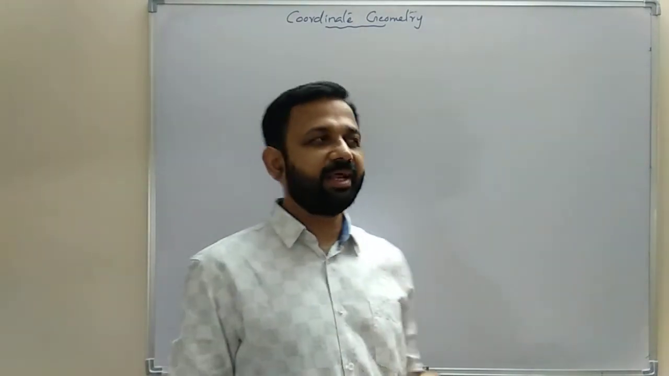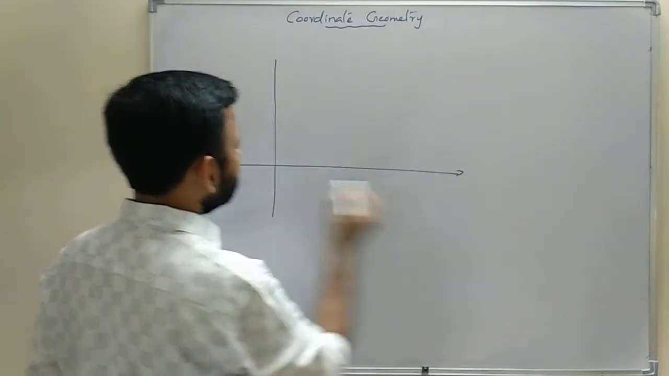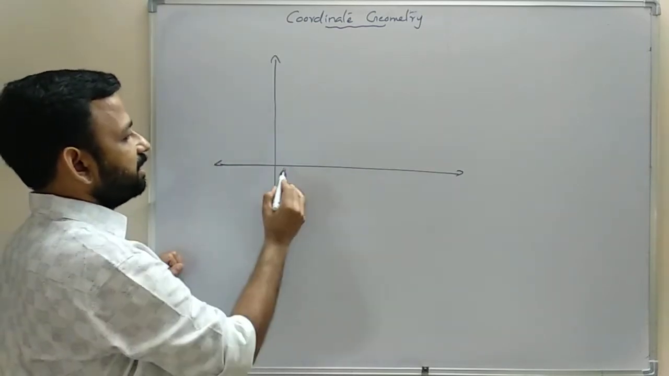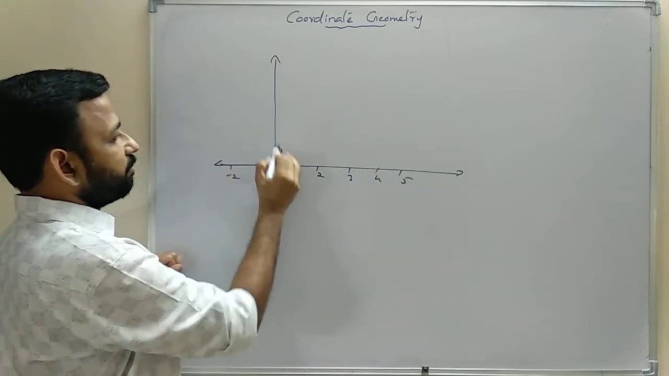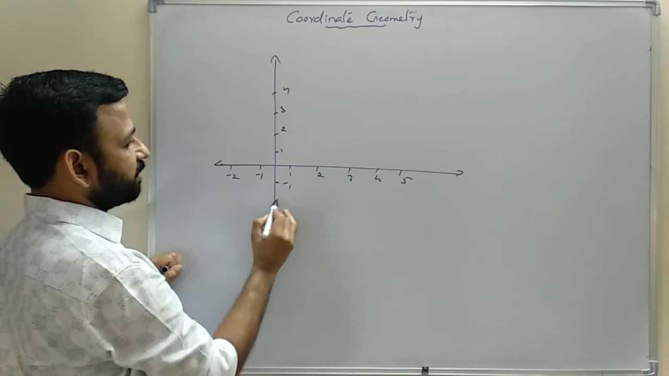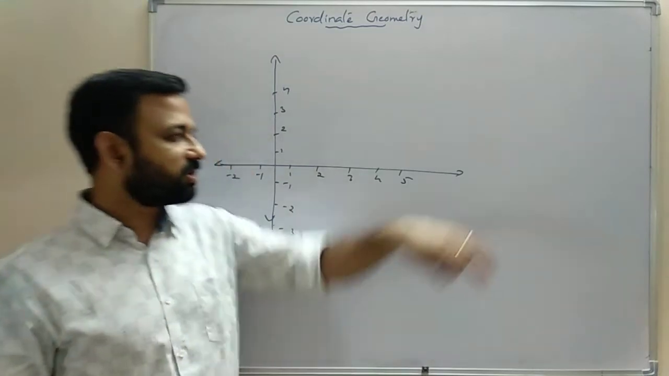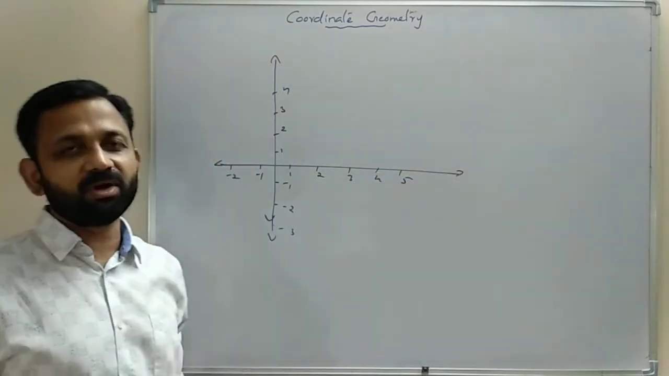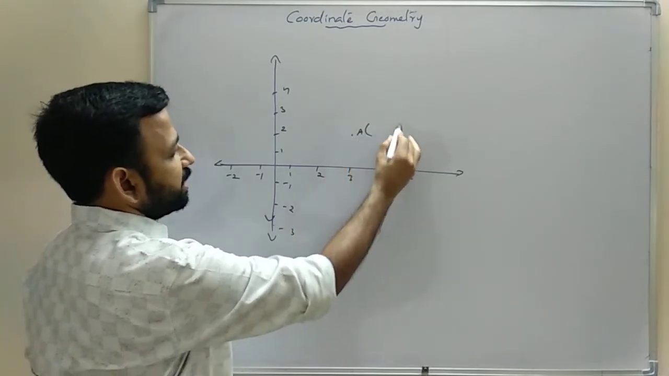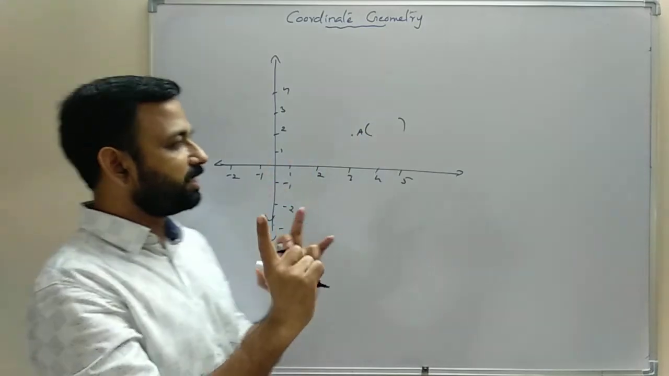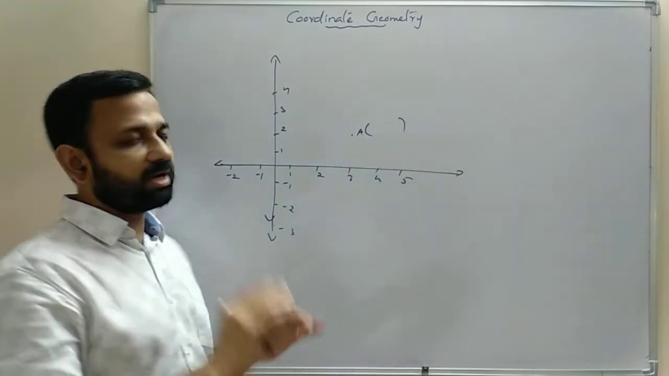In 9th standard we learned how to locate points in a Cartesian plane. Here we have the x-axis and y-axis, with 1, 2, 3, 4, 5 and -1, -2, -3 and so on. The horizontal axis is called the x-axis and the vertical axis is called the y-axis. When we take one point, suppose this is point A, we can locate that point using two numbers. The first number is called the x coordinate and the second number is called the y coordinate.